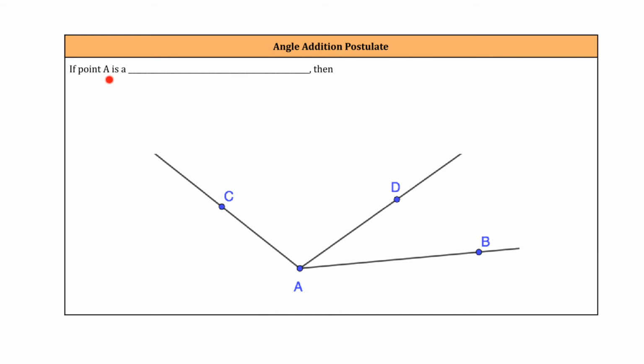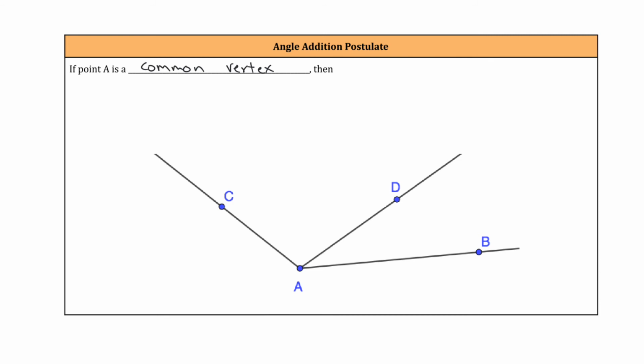If point A is a common vertex, so this is what I was talking about earlier. It is possible that your vertex point is shared by multiple angles. So here, I technically have three angles. I have angle CAD. I also have angle DAB. And last but not least, I have the larger angle that makes up the other two, which is angle CAB.